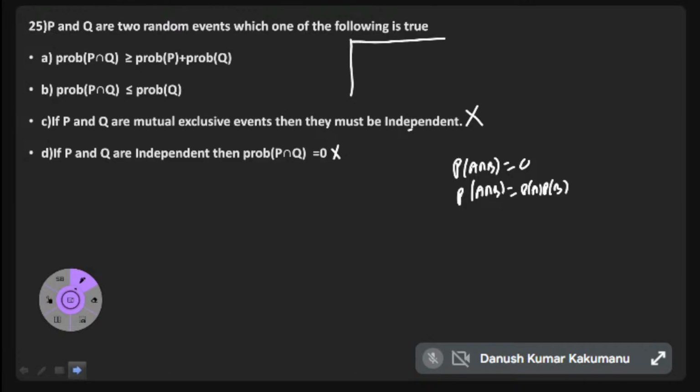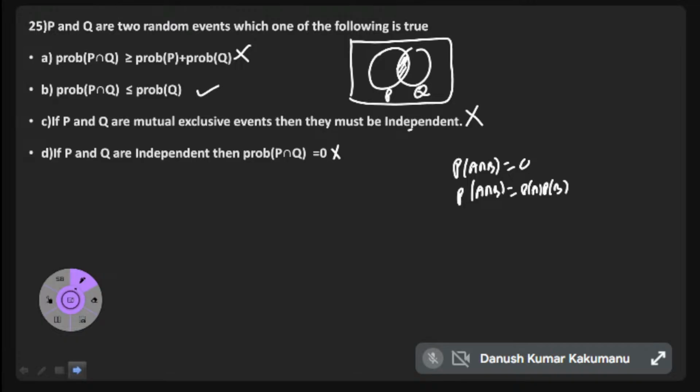If you take two random events, P and Q, observe this common area. The intersection portion is always less than or equal to the individual. But what does the first option say? Greater than or equal to the sum of the both. Wrong. So which is the correct answer? No doubt, B is the correct answer.